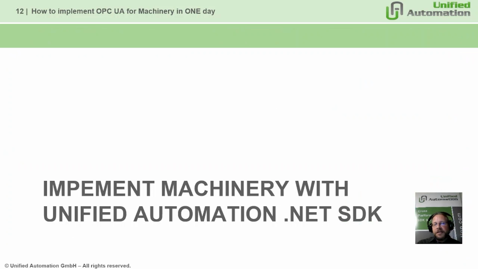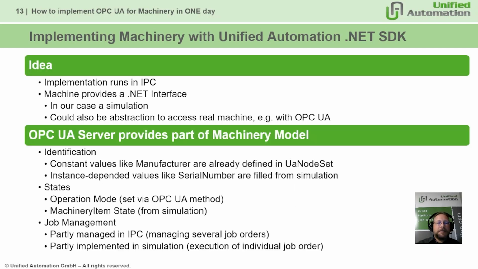So we're doing this with an SDK of Unified Automation, of course. We're using the .NET SDK, and the idea is our implementation runs on an IPC. The machine provides some kind of .NET interface we can access from our implementation. In our example, it's a simulation, but it could also be an abstraction to access a real machine, for example, via OPC or whatever kind of communication mechanism.